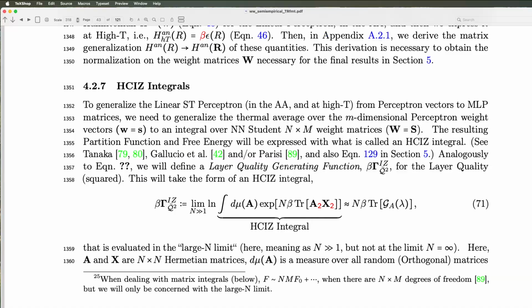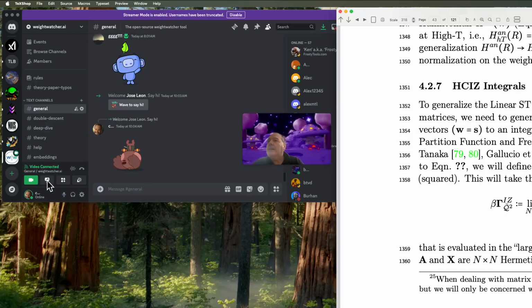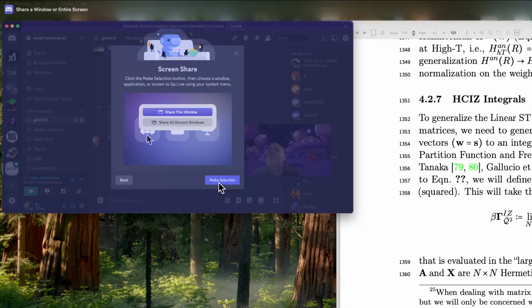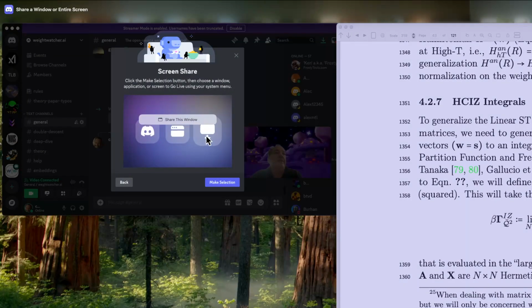So let me try to do the screen share again. You can't see my screen, right? Hold on, I'll do it again. How do I share the screen? I should not have stopped. Make selection, this window, share this window.